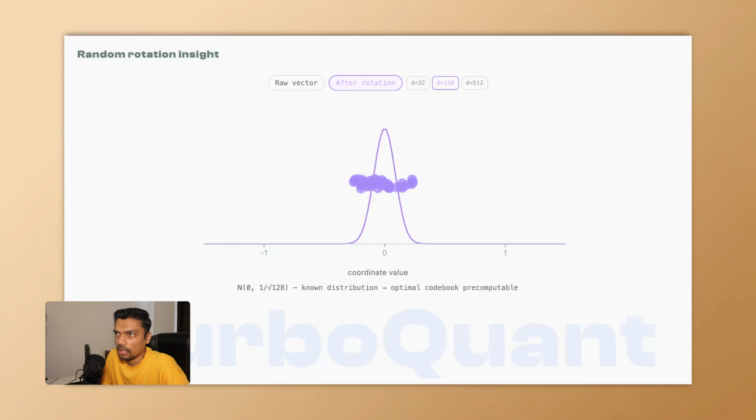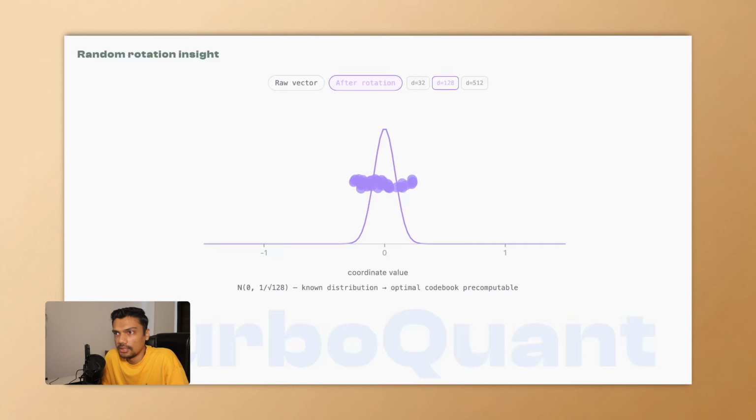If you take any unit norm vector x in R to the power of d and multiply it with a random orthogonal matrix R, the result Rx is a uniformly random point on the unit hypersphere. And a uniformly random point on the unit hypersphere has a very nice property: each coordinate follows a beta distribution. And in high dimension, this distribution converges to a Gaussian with mean 0 and variance 1 divided by d.